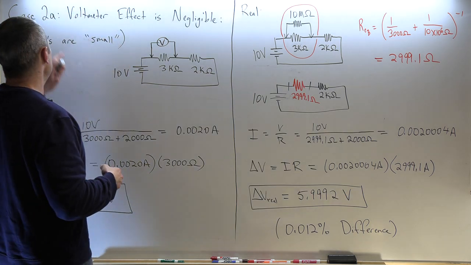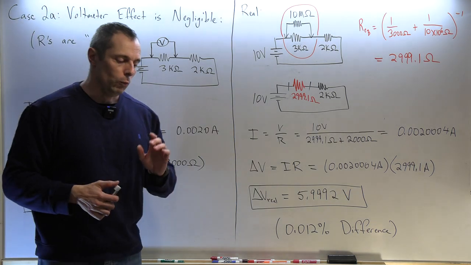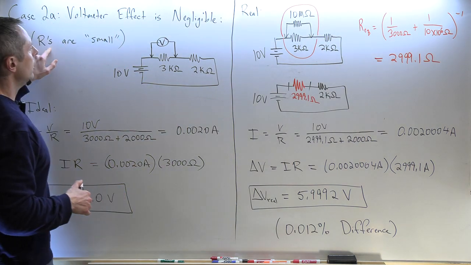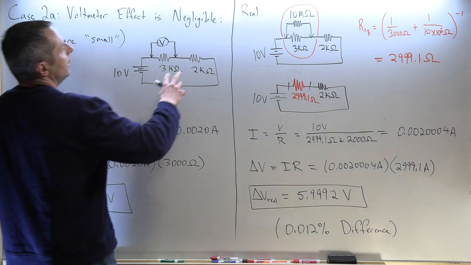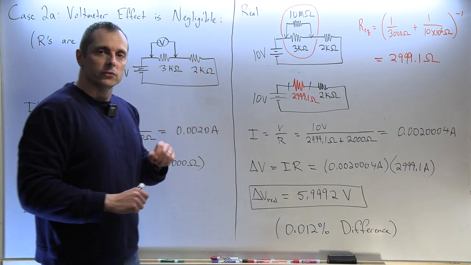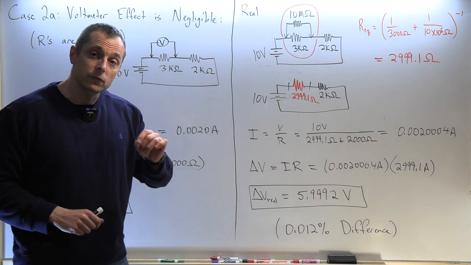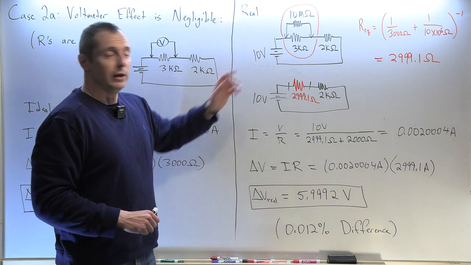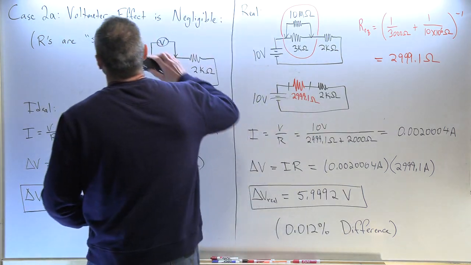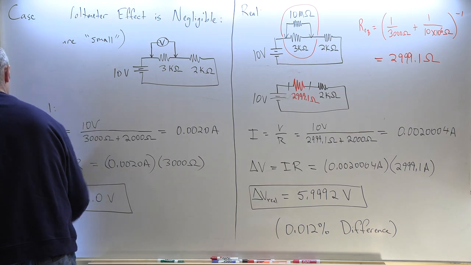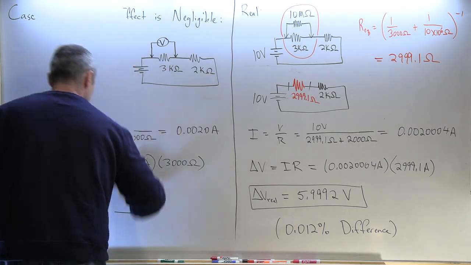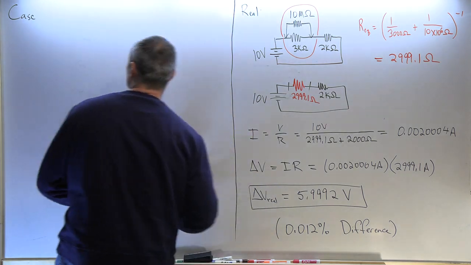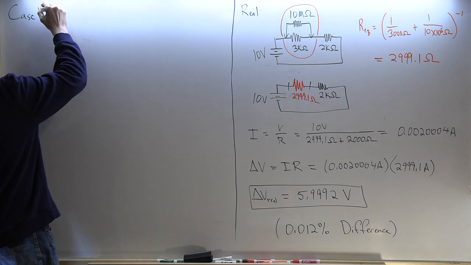The next case we're going to do, the final, is when is the voltmeter not negligible? And the R's will no longer be small. They're going to be comparable to this, somewhere in the millions. When you start dealing with millions of ohms, the voltmeter is going to now create a significant difference compared to this situation. So let's move on to the final case here. Case 2B, I think it is.